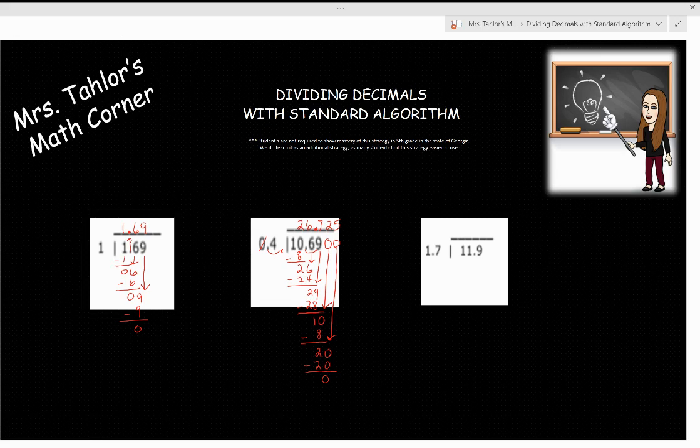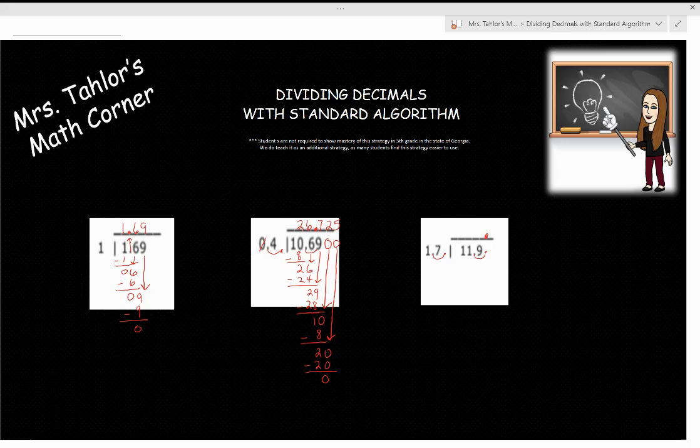For one more problem, we're going to divide 11 9/10 by 1 7/10. Again, I notice that in my dividend, I have a decimal number. If I multiply my divisor by 10, I know that I can create a whole number. If I multiply 1 7/10 by 10, I get 17. I'm going to do the same thing with my dividend that I just did with my divisor. 11 9/10 multiplied by 10 is going to give me 119.